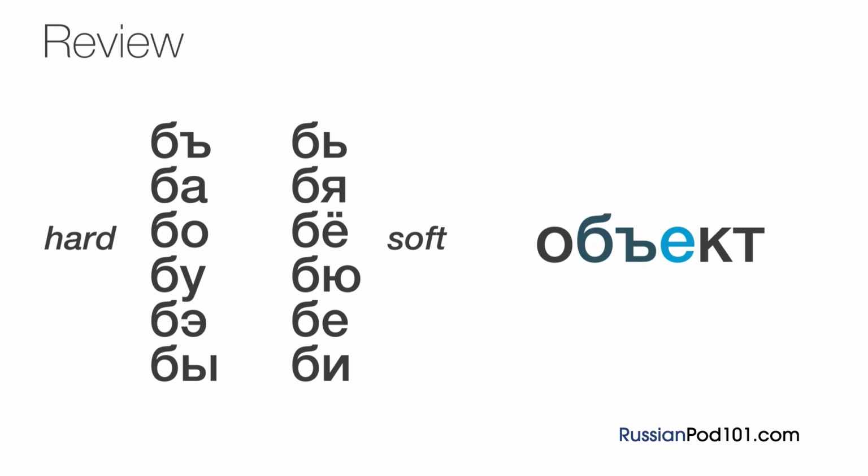Б. Next is a vowel. It's a soft vowel, so it'll be pronounced soft. Е. The letter after that is a consonant. How would this consonant be pronounced?